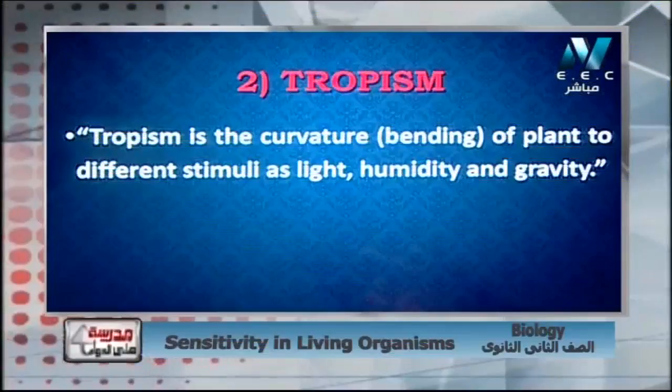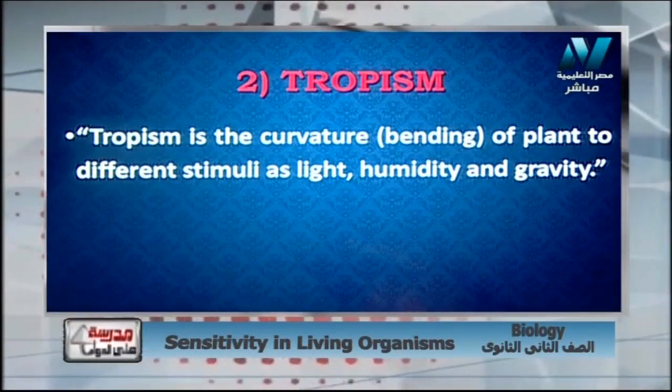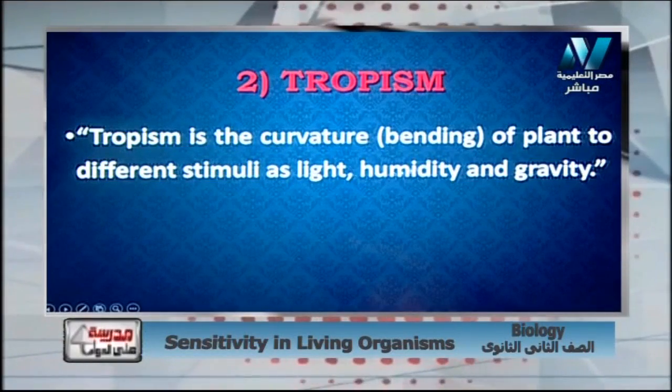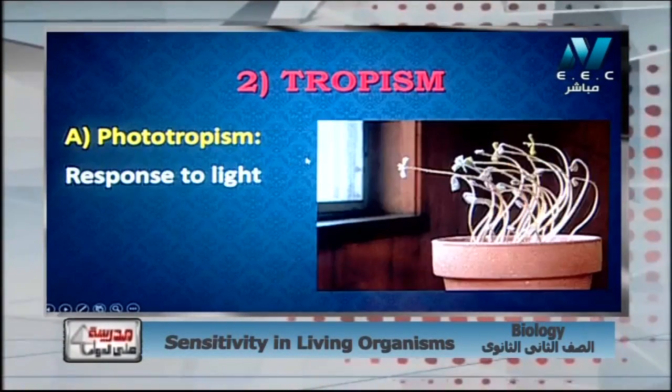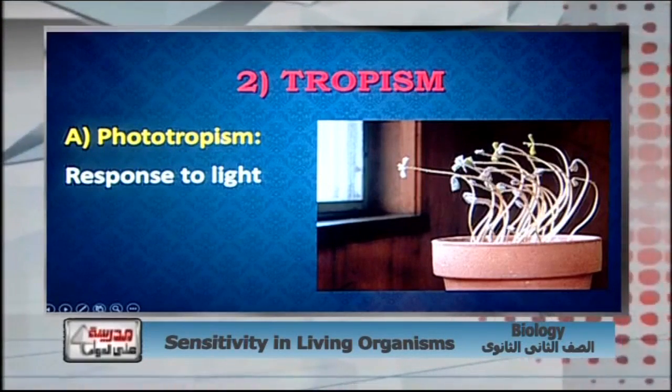What is tropism? Actually, tropism is the bending of plant parts, stem or root, in response to external stimuli. And these external stimuli are like light, gravity, or humidity. So tropism is the curvature or bending of the plant parts to different stimuli such as light, humidity, and gravity. Let's start with the first type, which is phototropism.